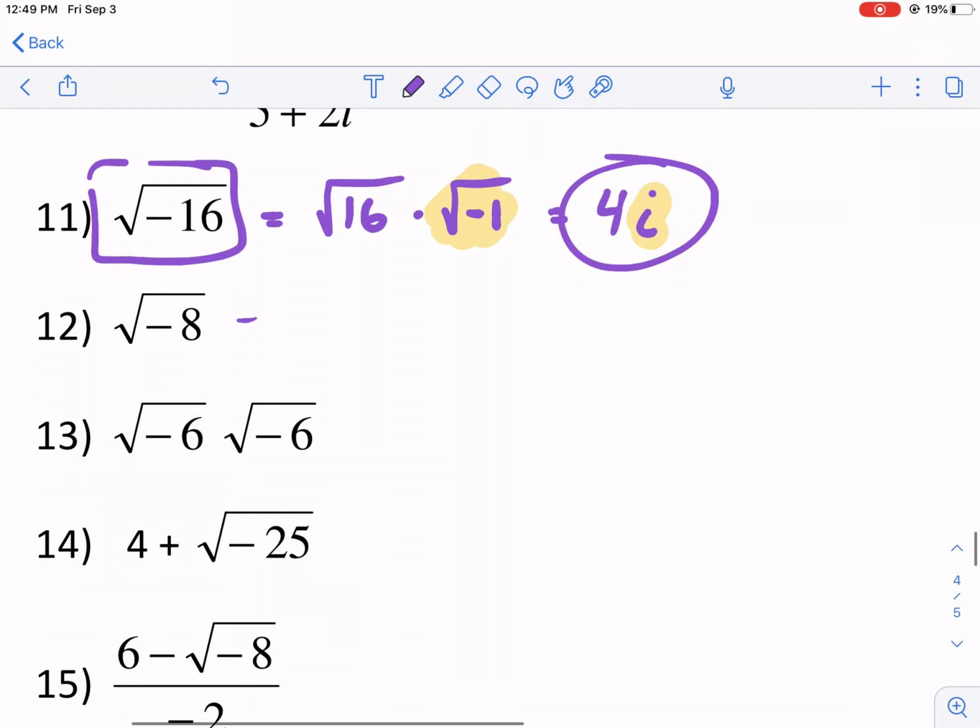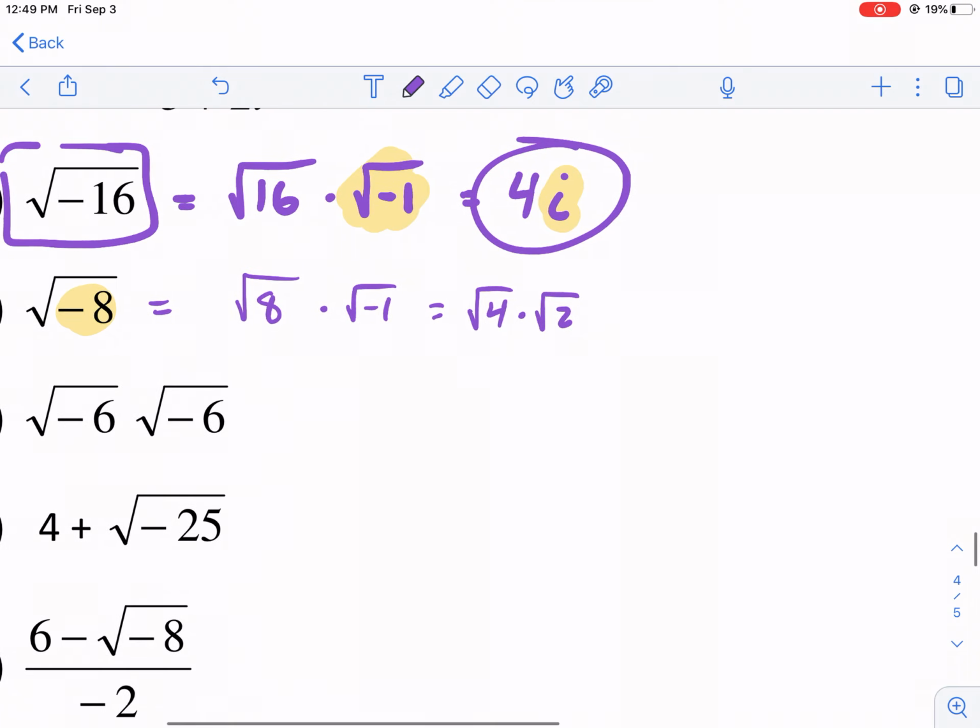Okay, so moving on to the square root of negative 8. Same process. I like to split up this negative number into its positive components, so in this case the square root of 8, and also its negative components. You have to do this for each radical. So the square root of 8, and then we have the square root of negative 1. Now, what do we get when we do that? Well, the square root of 8 can be broken down to the square root of 4 times the square root of 2, and I picked 4 because that's a perfect square. And then I would rewrite the square root of negative 1 over here.